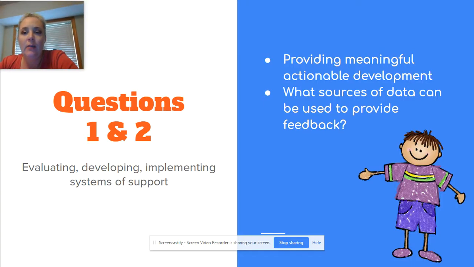The first couple questions were dealing with our standard for evaluating and developing implementing system of support. So providing meaningful, actionable development and figuring out what sources of data can be used to provide the feedback. So he said he kept seeing low engagement and her management was poor, and she used low-level questions and lots of memorization, and the kids were not motivated. But nothing in the form that we saw said that he was giving her any feedback about what to do about that.